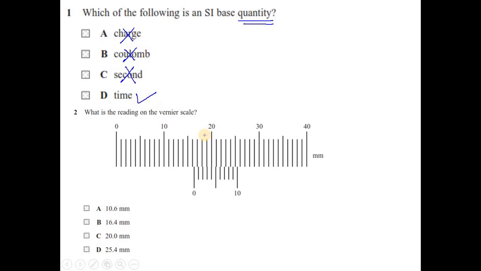So the choice is time, and that means D. Time is an SI base quantity, so your option is D.